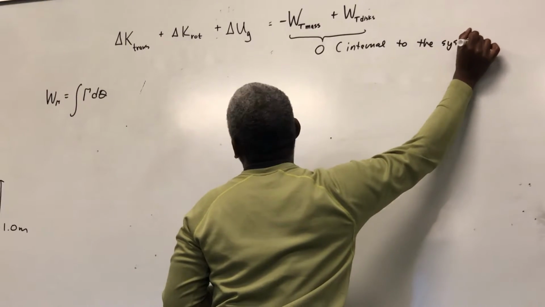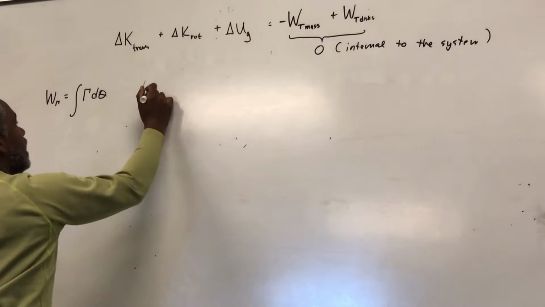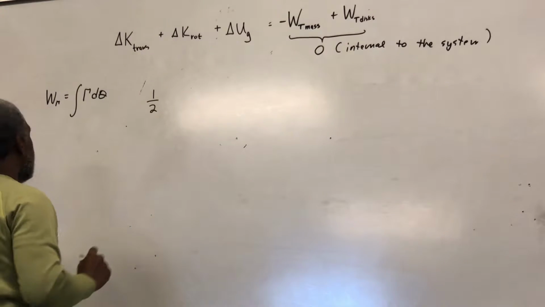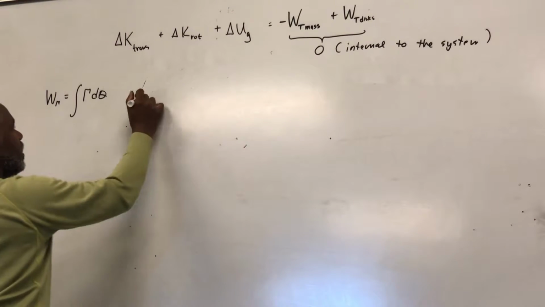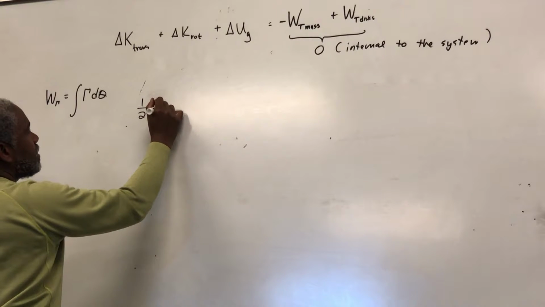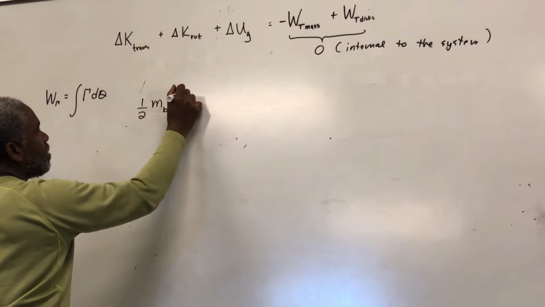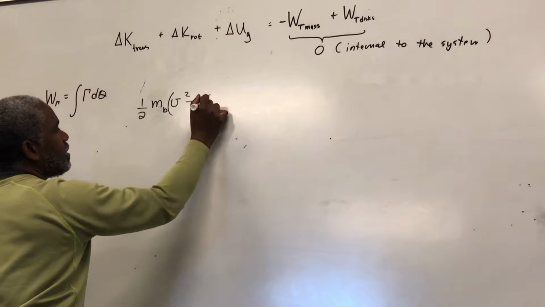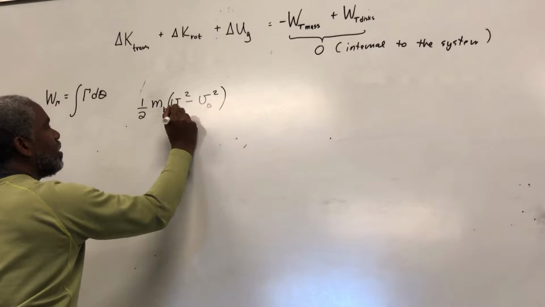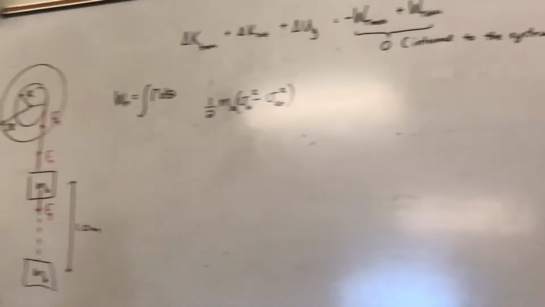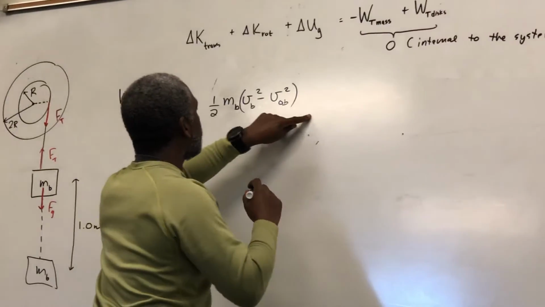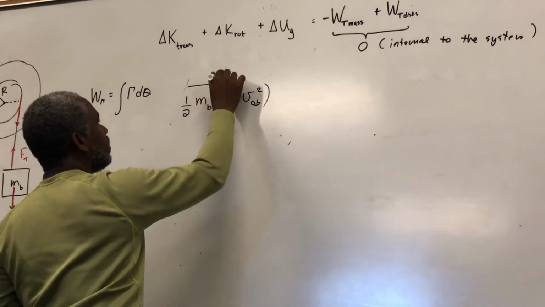So what that means now is 1/2 translational kinetic energy. So now we have to figure out things. I'll just say 1/2 mass of the block, speed of the block squared, minus its initial speed squared. I'm going to use B to represent the block, so I'll add a subscript B to the block. So this is the kinetic energy of the block.